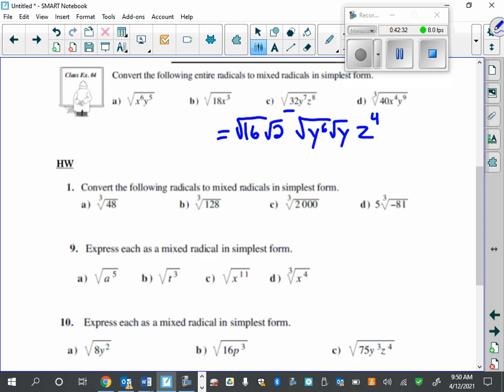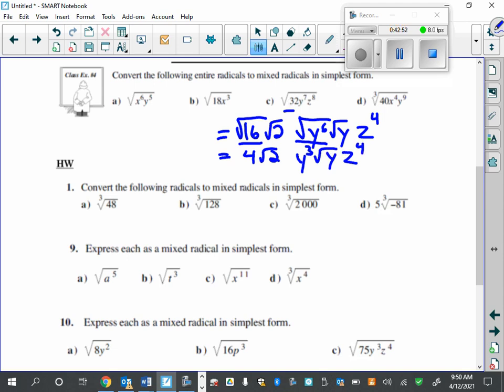So there is no radical z. There doesn't have to be a radical z. There doesn't have to be a radical anything. That's a perfect square. So now these are perfect squares: what times itself equals y to the 6th, y cubed.